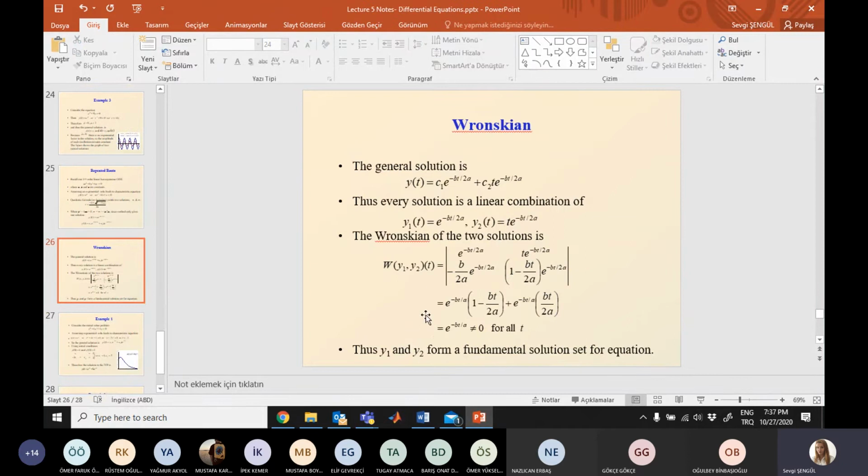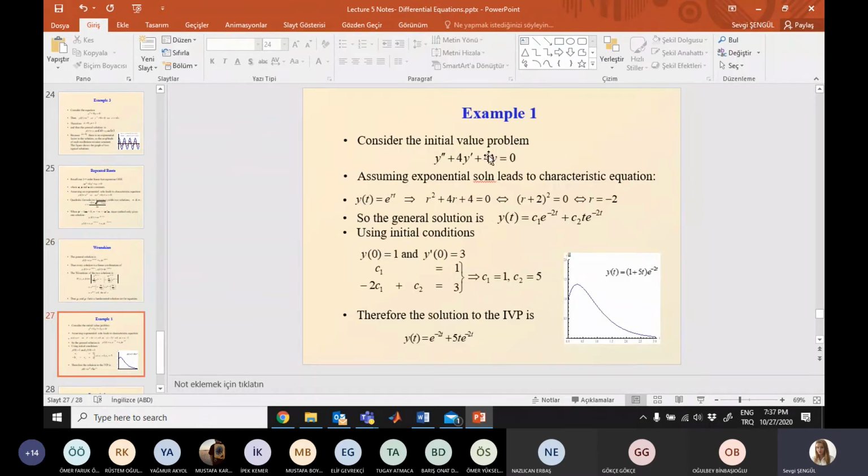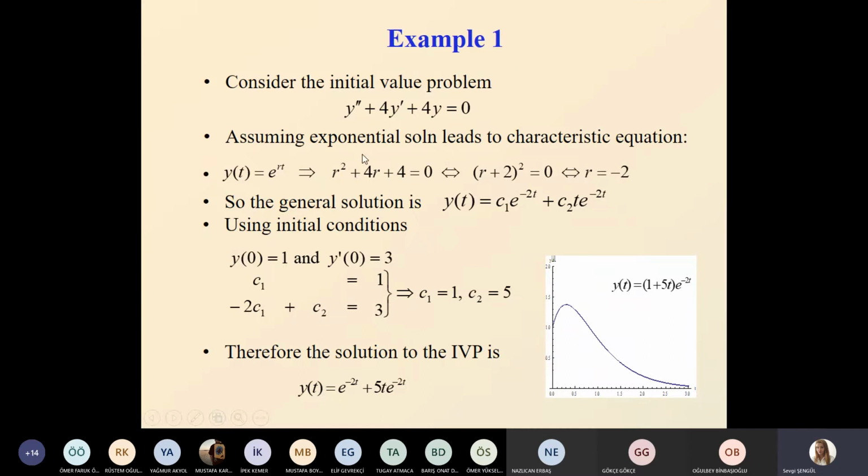And if you check the Wronskian of that, you will also see that it's never going to be 0. And these equations are going to form the fundamental set. Here you go. This is just one example.